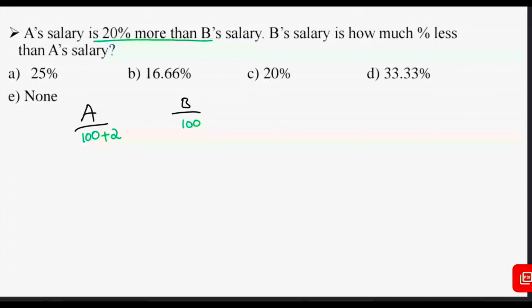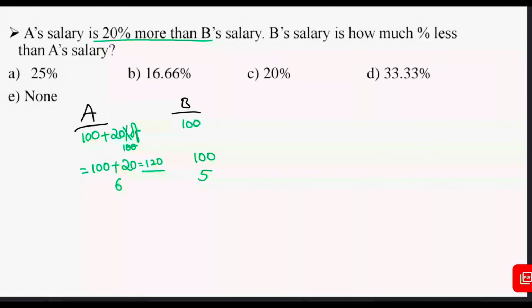It's nothing but 100 plus 20% of 100. 20% of 100 will be equal to 20. 100 plus 20 equals 120. Where A equals 120 and B equals 100. Then the ratio equals 6 is to 5, where A equals 6 and B equals 5.